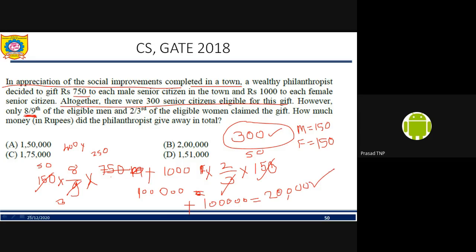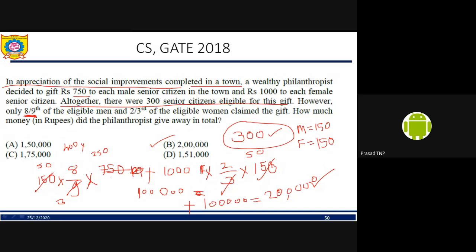So this is also a simple question. So 1 lakh is given to the male and 1 lakh is given to the female. So total is 2 lakhs. This much amount in rupees is given to the senior citizens. So the correct answer is B. It is not difficult. It's very simple.